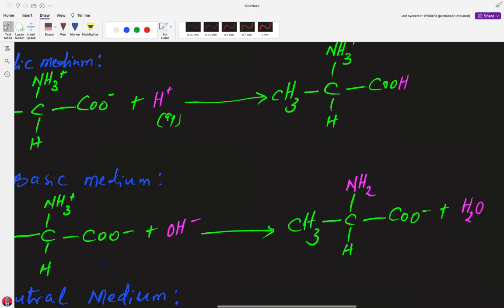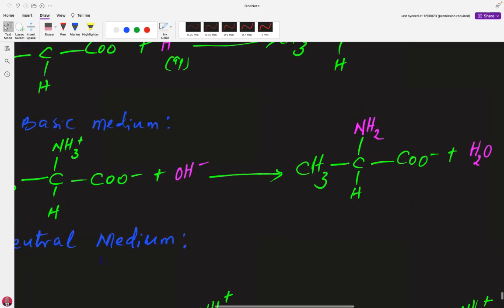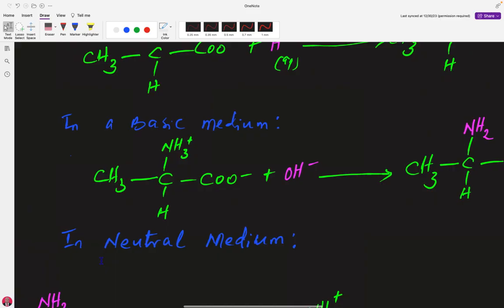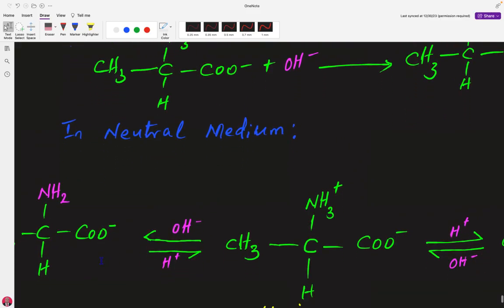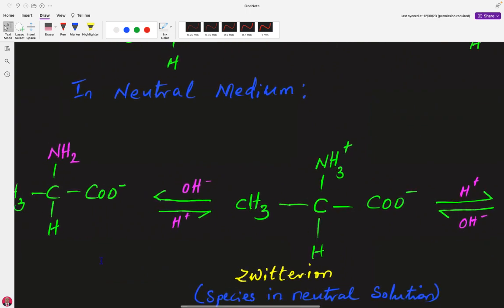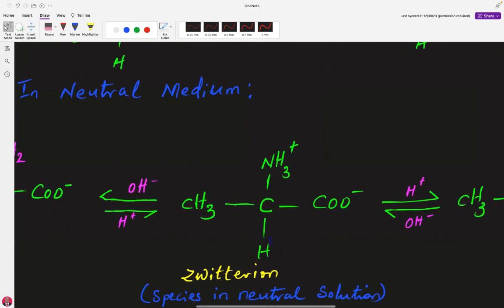Now, in a neutral medium, these equations are very, very important. Study them very well. In a neutral medium, we are showing how a zwitter ion, this is the zwitter ion that we are using, is going to be acting.